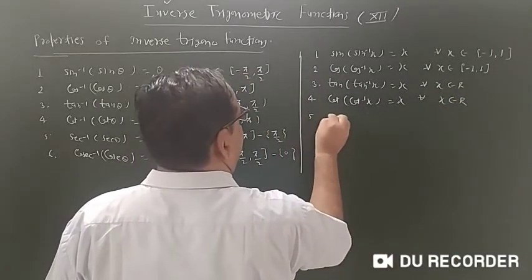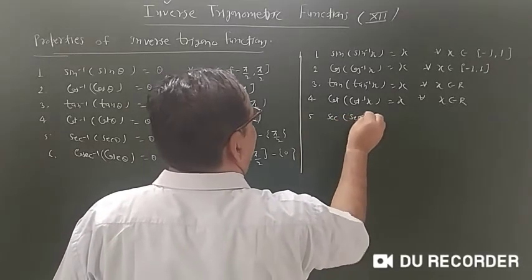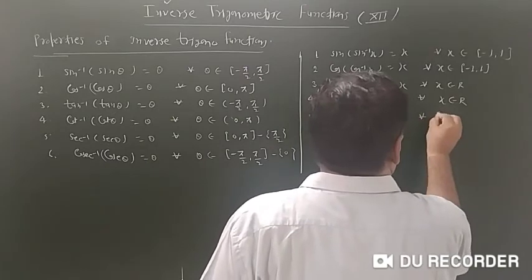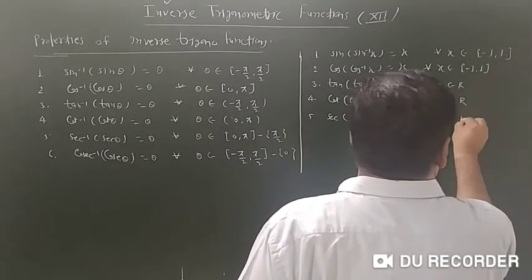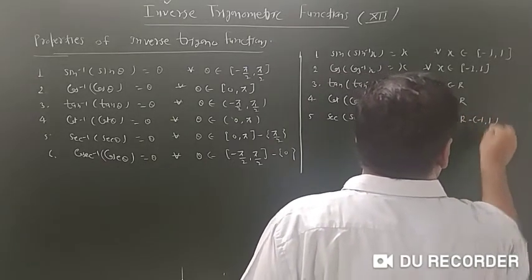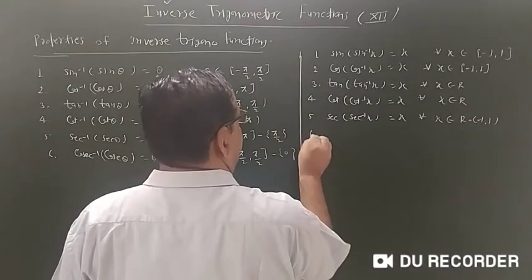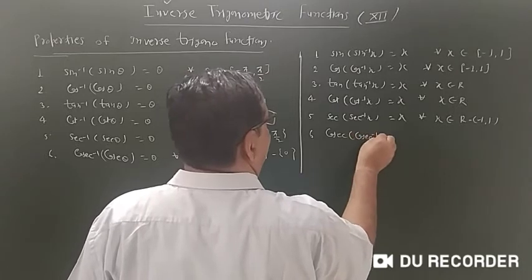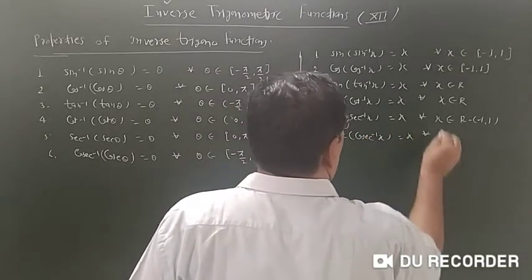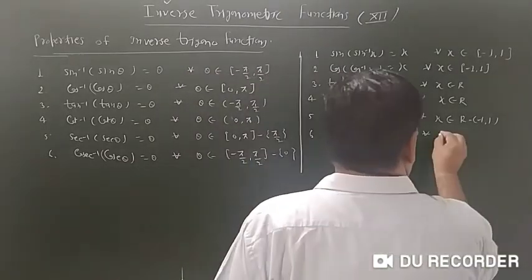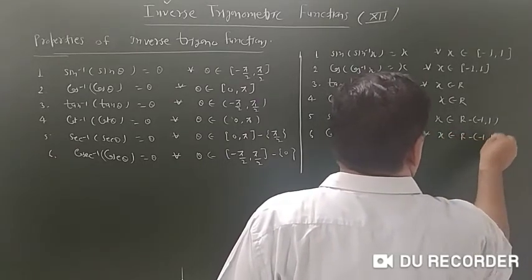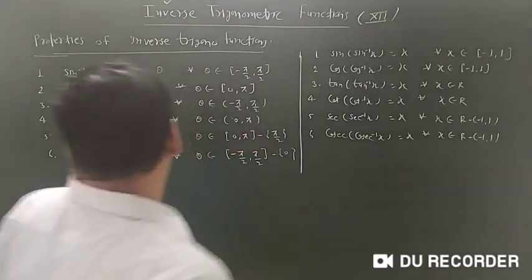Fifth, sec of sec inverse x equals x for every x belonging to R minus the open interval minus 1 to 1. And sixth, cosec of cosec inverse x equals x for every x belonging to R minus the open interval minus 1 to 1.